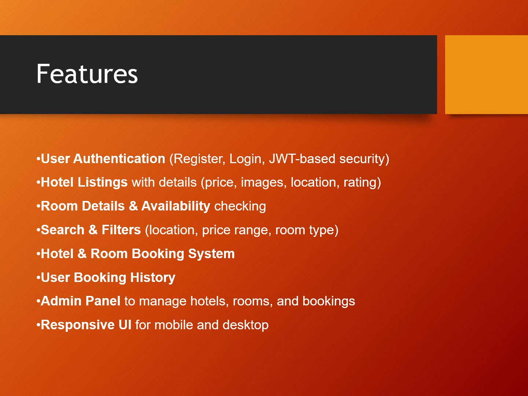My project includes a variety of features designed to make hotel booking simple and intuitive. Users can register and log in securely using JWT authentication. Once logged in, they can browse through hotel listings, view details, check room availability, and make bookings instantly. The system also includes search and filter options such as location, price range, and room type to make it easier for users to find the right hotel.